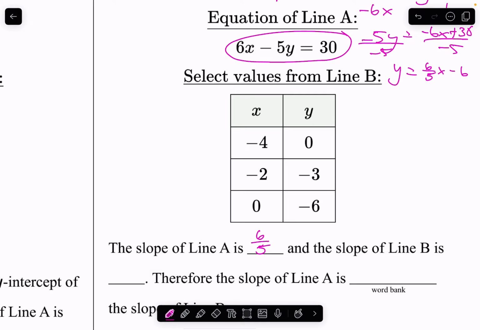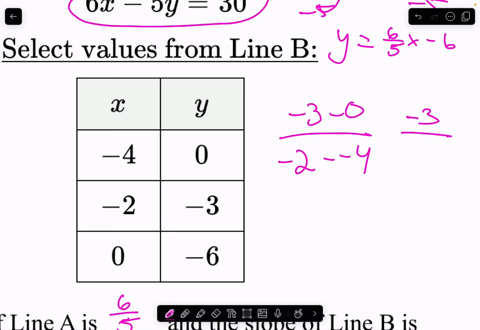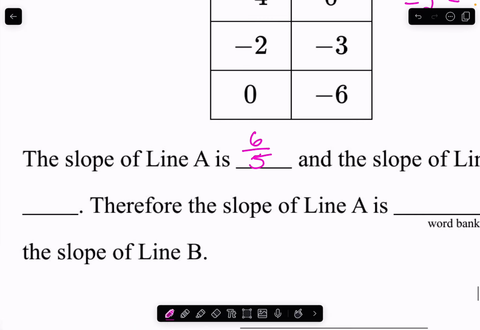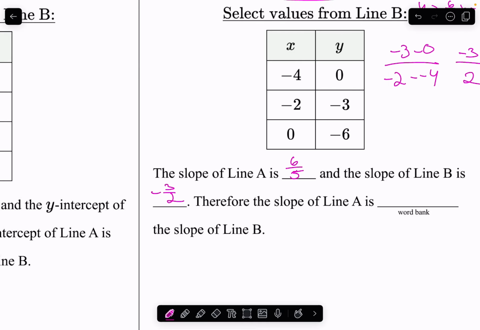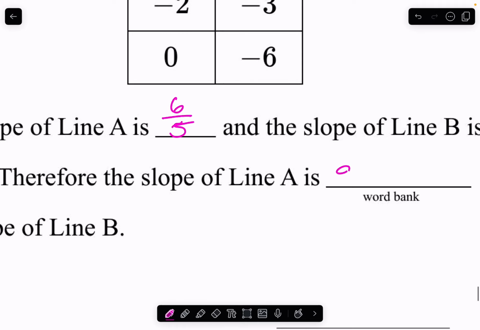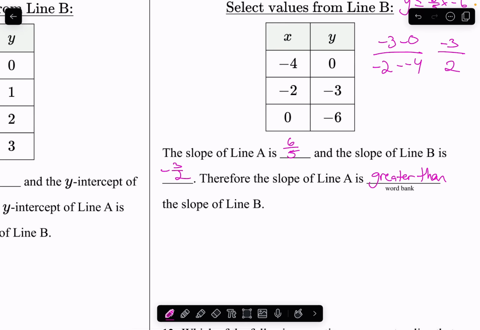All right. And then the slope here for line B, we're going to do slope formula, right? Negative 3 minus 0, all over negative 2 minus negative 4. So we get negative 3 over 2. So the slope of line A is greater than. All right.